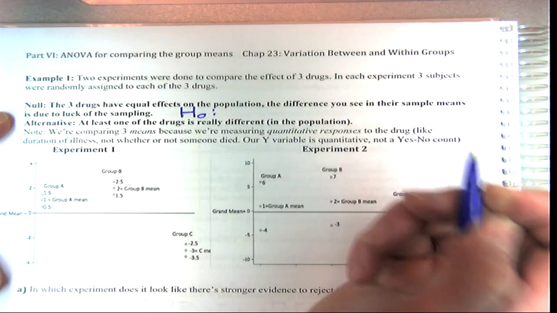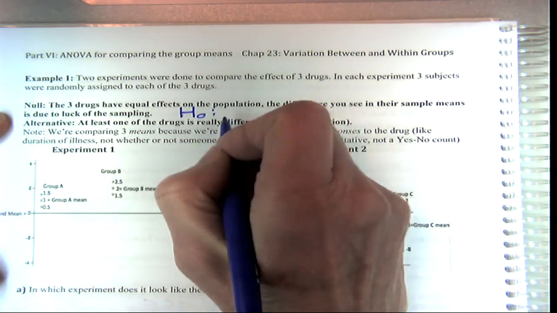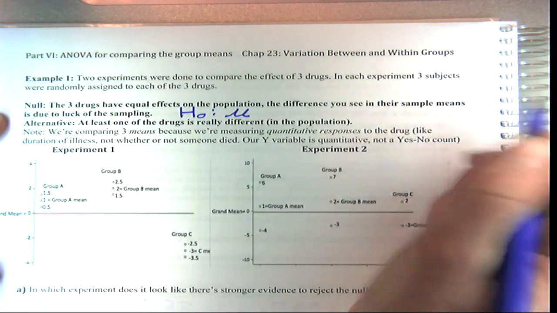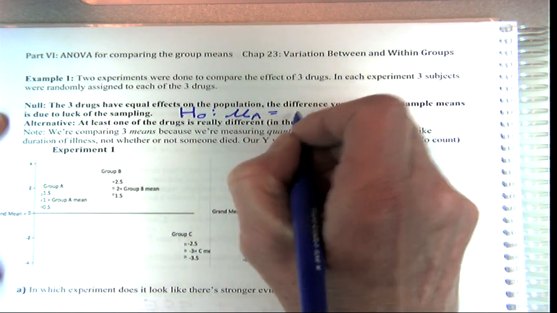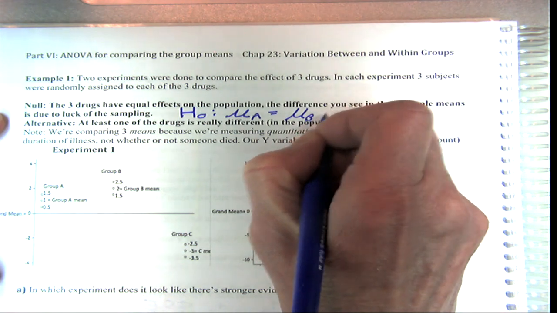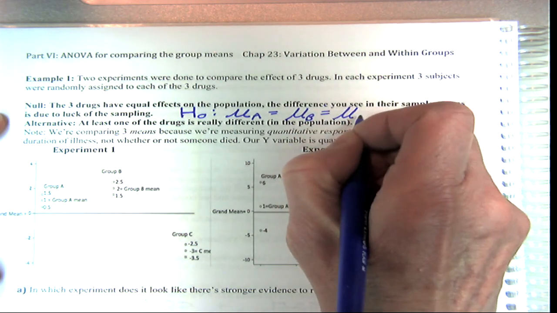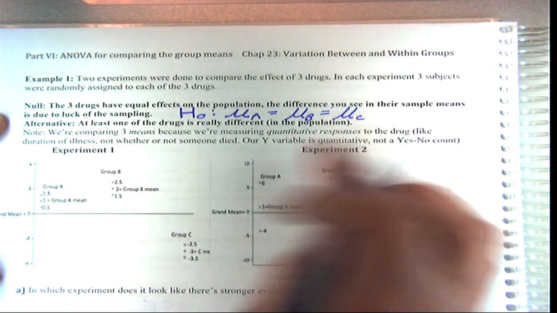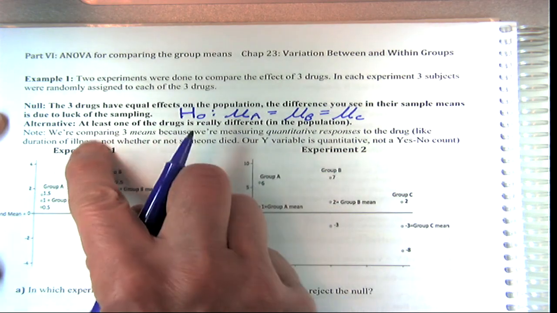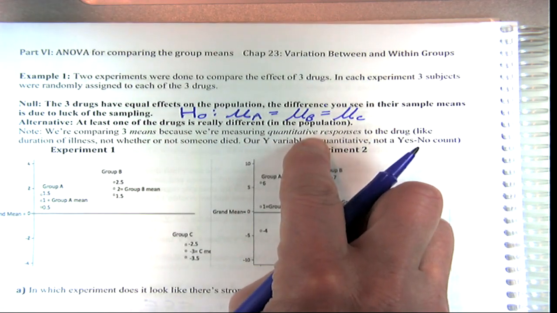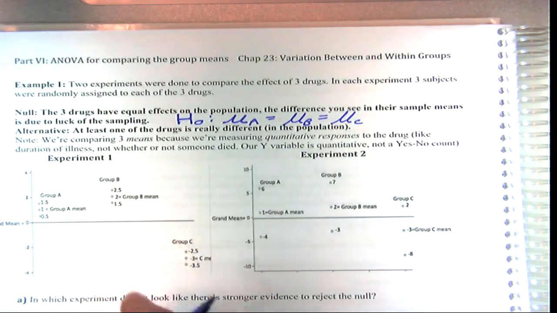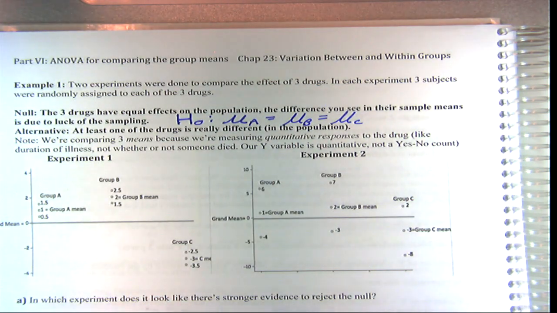So the H naught is that in the population, the group mean in the population, mu, for group A is going to be equal to mu for group B, which is going to be equal to mu for group C. So what is mu measuring? It's measuring the effect, some quantitative response. So this axis is a measure of some quantitative response to this drug.